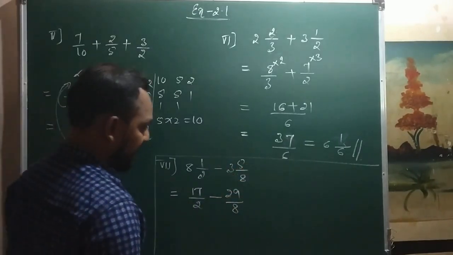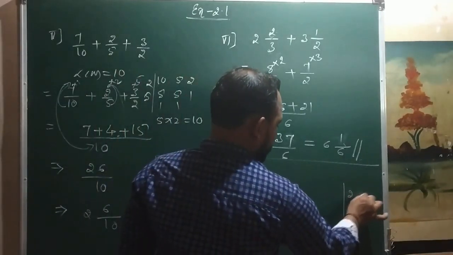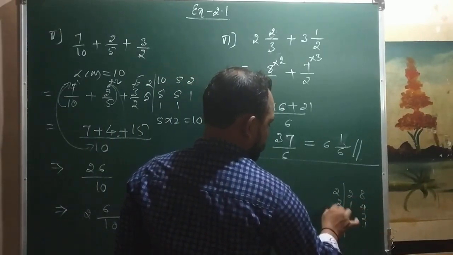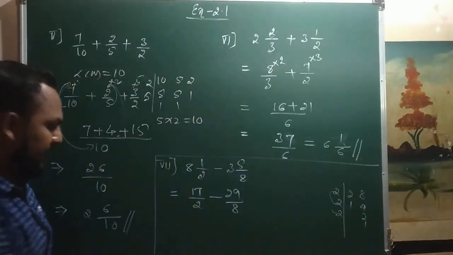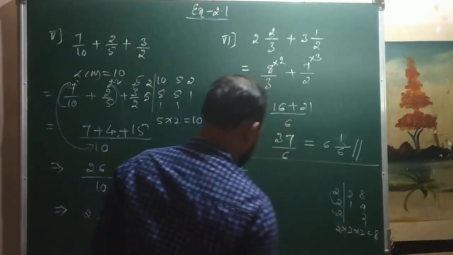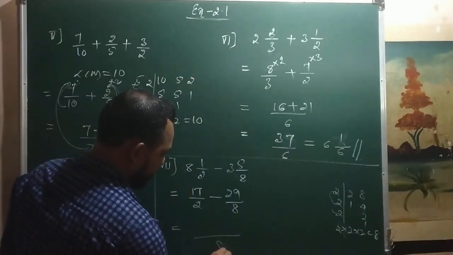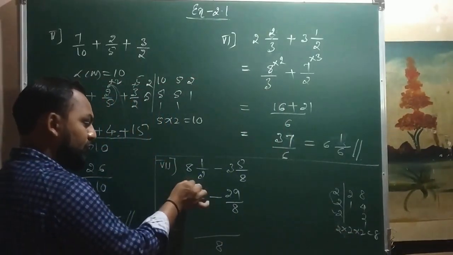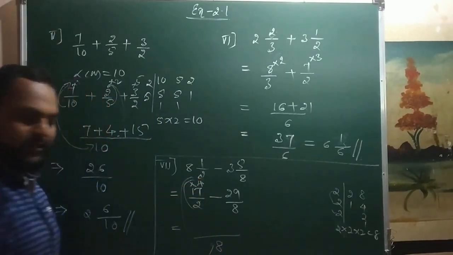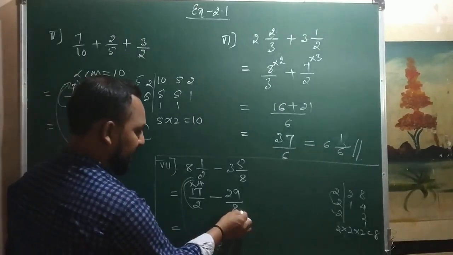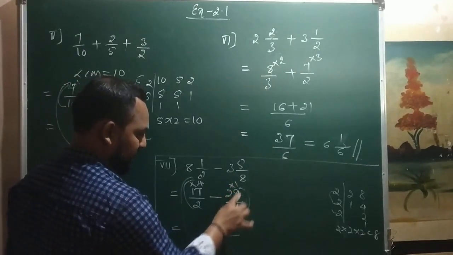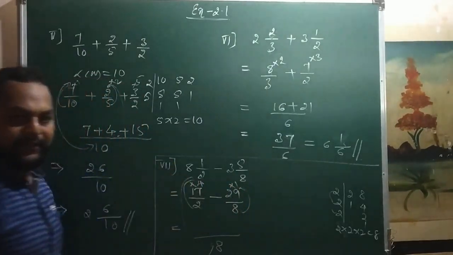Okay, then take the LCM of 2 and 8. 2 2s are 4, 4 2s are 8, so 2 into 2 into 2 is 8. The LCM is 8. Then 2 4s are 8, 8 1s are 8.